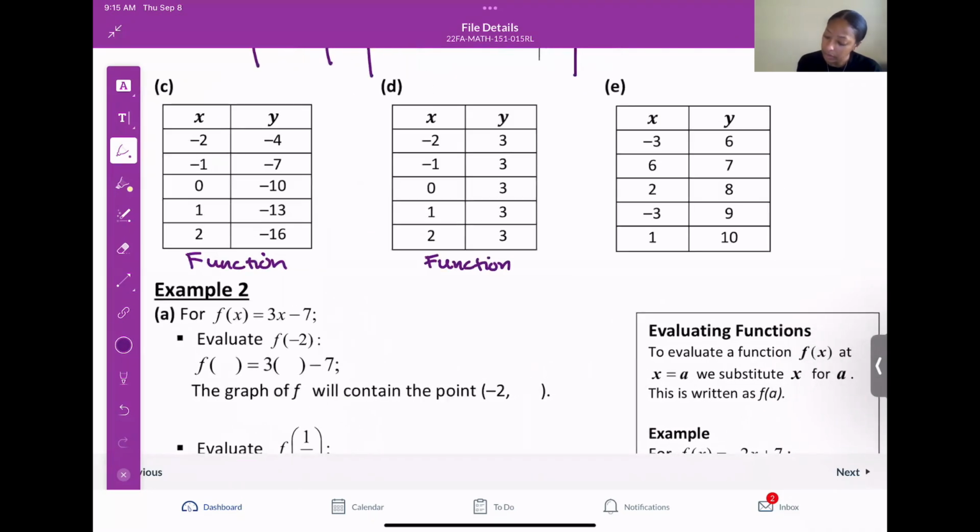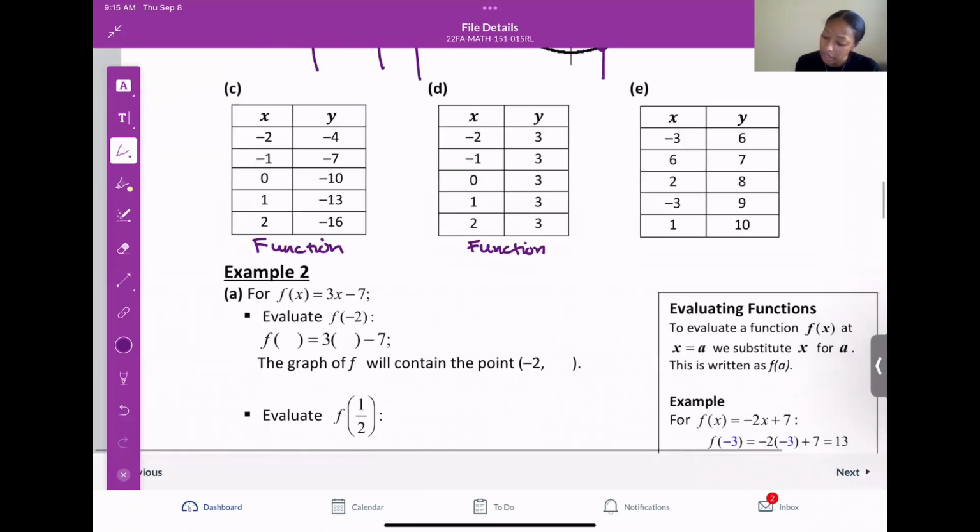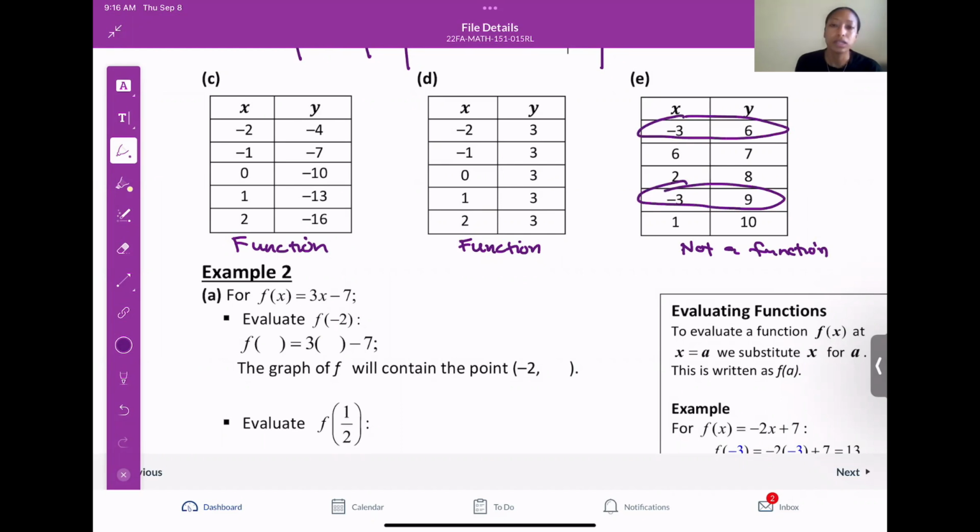Okay. And then for part E, does E represent a function? Yeah, the input of -3 goes to 2 outputs, 6 and 9. So that one is not a function.